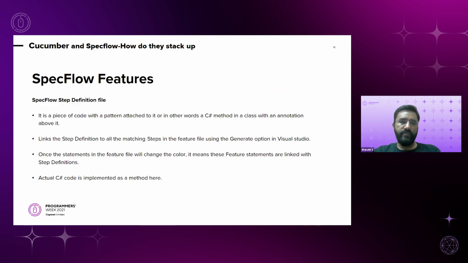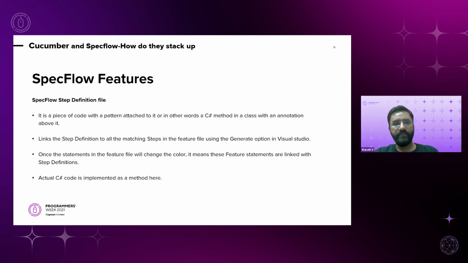So when it comes to SpecFlow features, after the feature file, the next one is the step definition file. It's basically converting a feature into a definition. It's a piece of code with a pattern attached to it, or in other words, a C# method in a class with an annotation. That annotation is nothing but our feature that we had mentioned in our feature file.